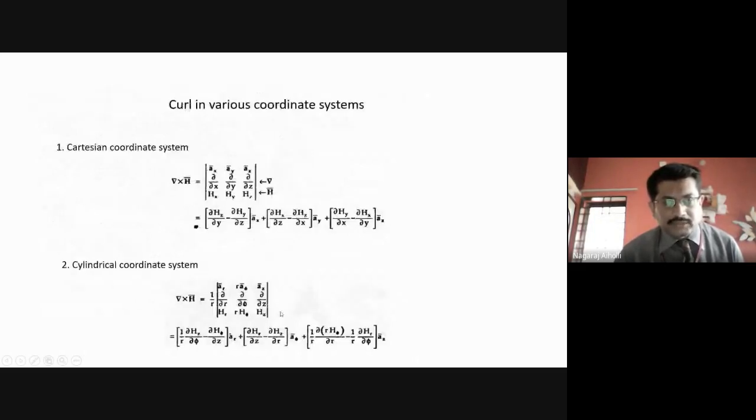So then we have del cross A bar is this equation, or you can write it in the determinant form. Whatever you are remembering, you just put it in the determinant form: the coefficients of dou by dou r, dou by dou phi, dou by dou z, and the coefficients Hr, H phi, and Hz. Then you will get the curl equation del cross A bar.